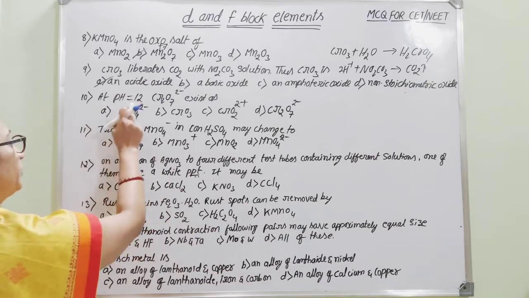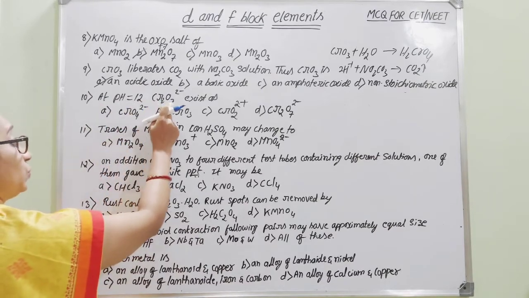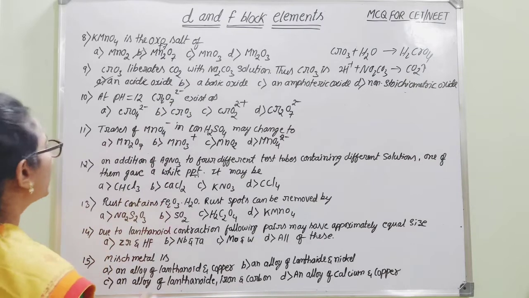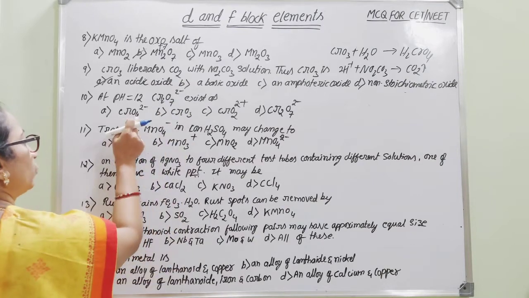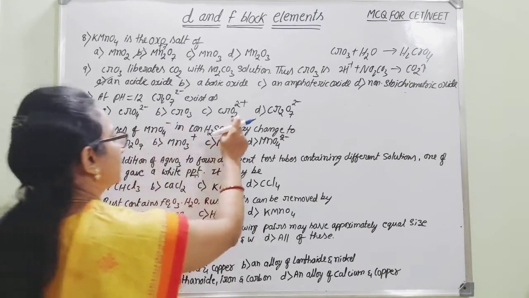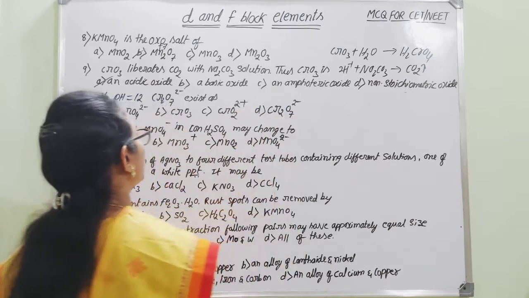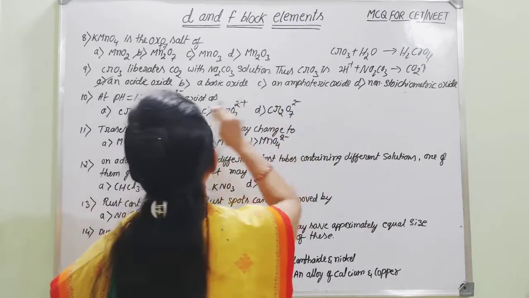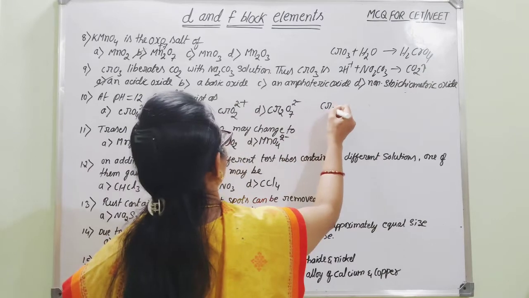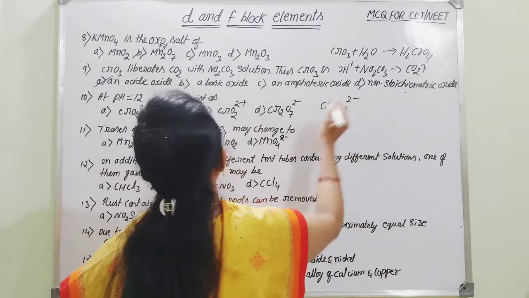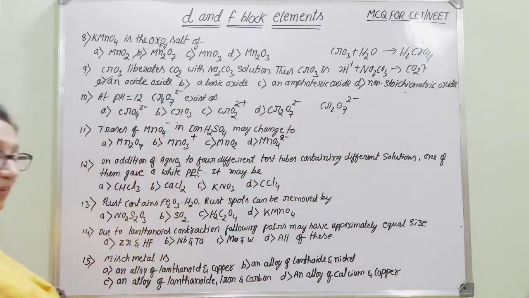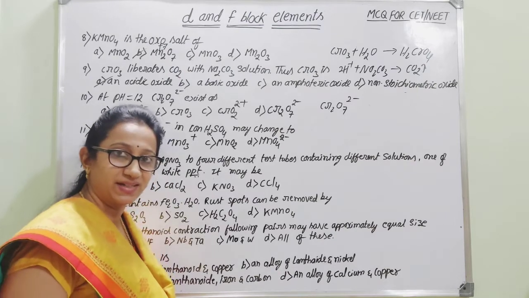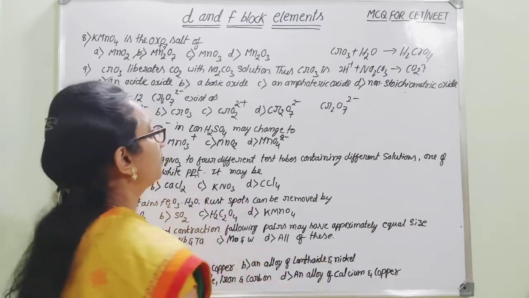Then, at pH 12, the Cr2O7 2- dichromate ion exists as: CrO4 2-, CrO3, CrO2 2+ or Cr2O7 2-. You can easily remember this. If the pH value is 12, is that an acidic or basic condition? It is absolutely a basic condition.